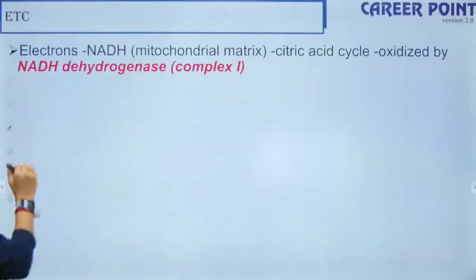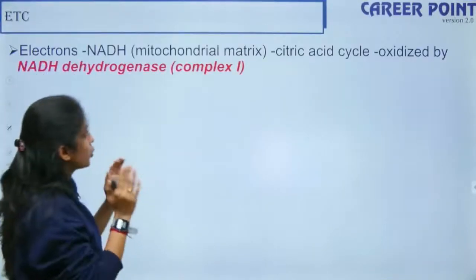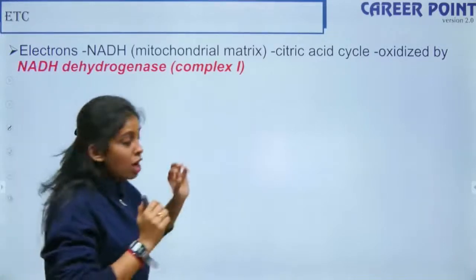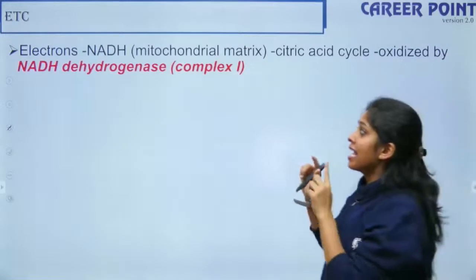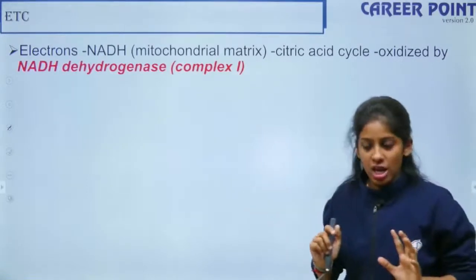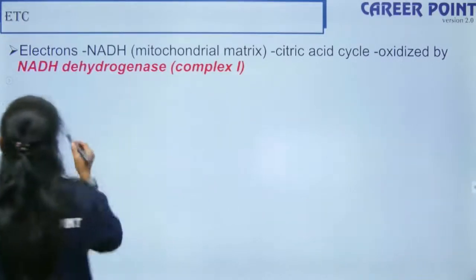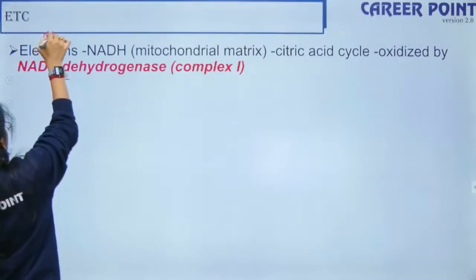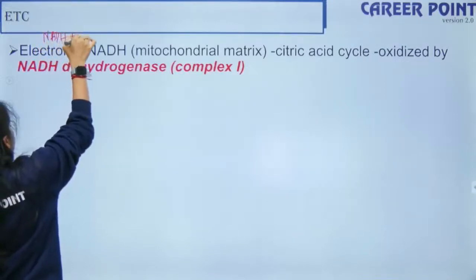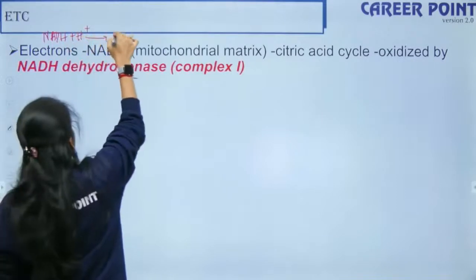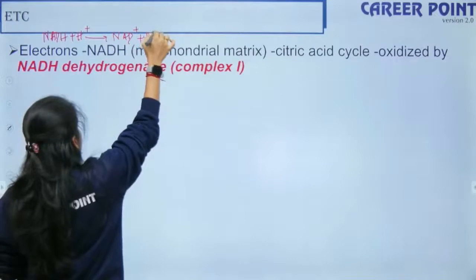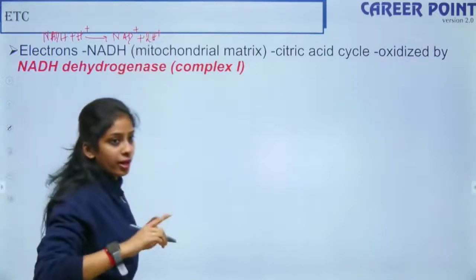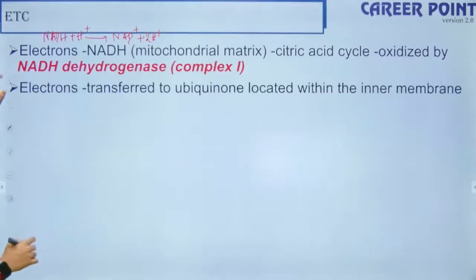The electrons present in the NADH, which is in the mitochondrial matrix, produced during the citric acid cycle, are oxidized by NADH dehydrogenase. So it is oxidized, right? Removal of hydrogen. So NADH plus H plus is getting oxidized into NAD plus 2H plus. That is why this is oxidative phosphorylation. So the electrons are transferred into a carrier.